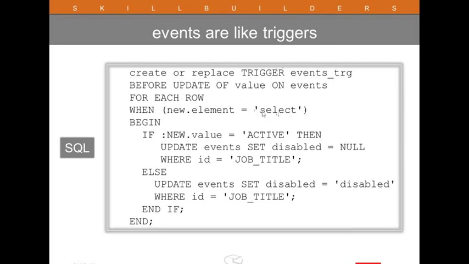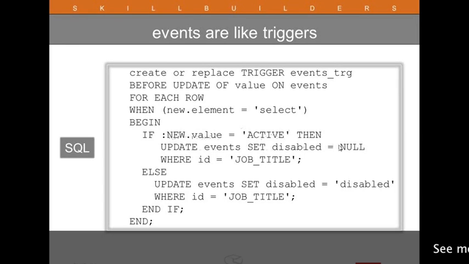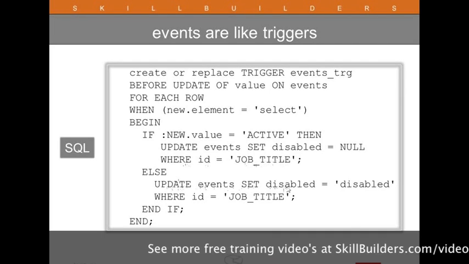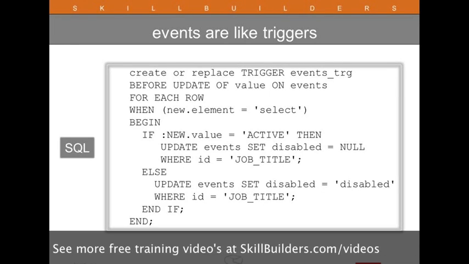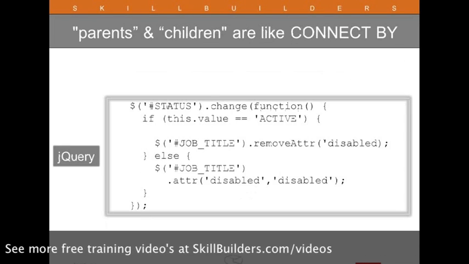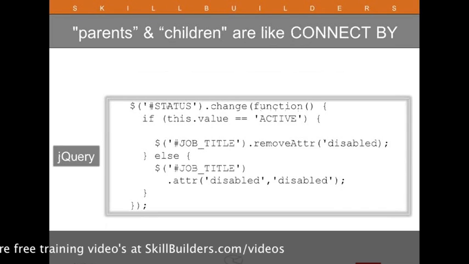So if it changes, then what we're saying is if the new value is active, then update the table and set disabled to null. In other words, remove the disabled attribute for the job title row. And here we have the opposite. If it's not active, then set disabled equal to disabled for that job title. Pretty simple. Here's the jQuery equivalent.